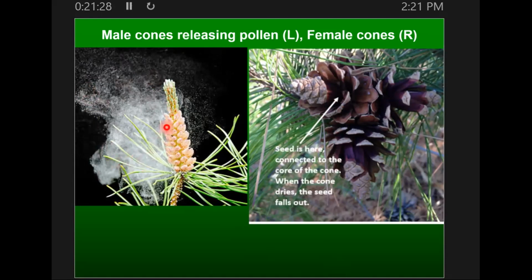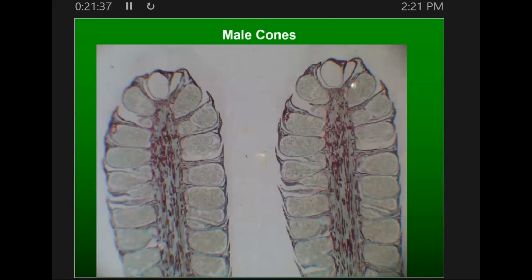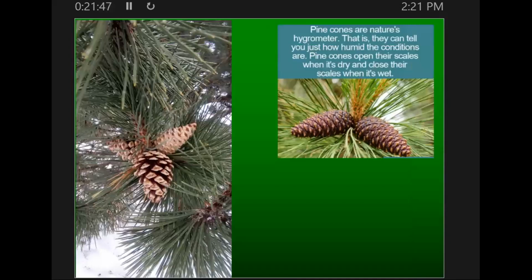So when you look at pollen cones, you can see they're way smaller and they're a little bit simpler. They don't get woody like what you see with female cones. This is a male cone under the microscope. So you'll see this in lab. And all those little dots are going to develop into pollen grains. Okay, so lots of pollen grains.